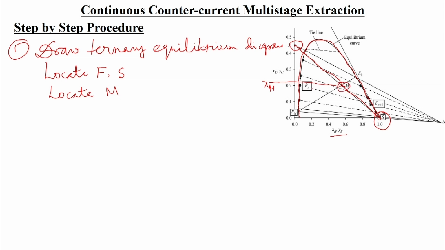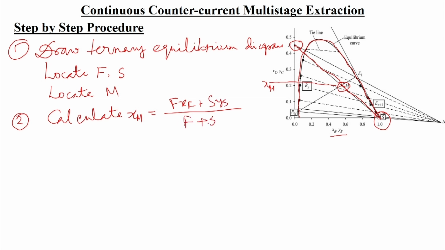Now the second step will be like this: we need to calculate x m from the component balance, that is F x f plus S y s by F plus S. We know all these, because x f and y s are already given in the problem, that is, what the feed is, the solute concentration in the feed, the solvent flow rate, and then the total amount of feed plus solvent. So, we will be getting x m.